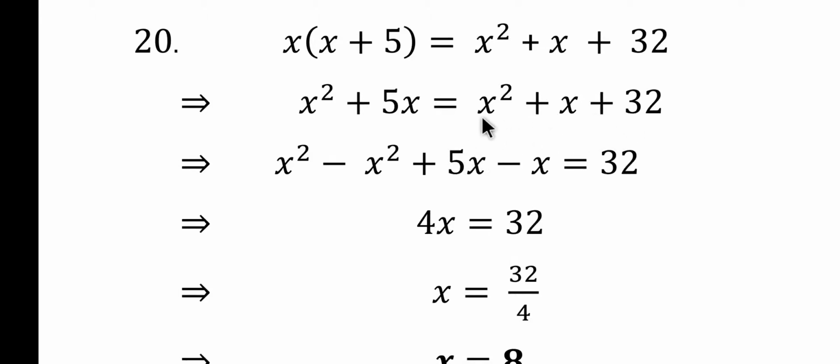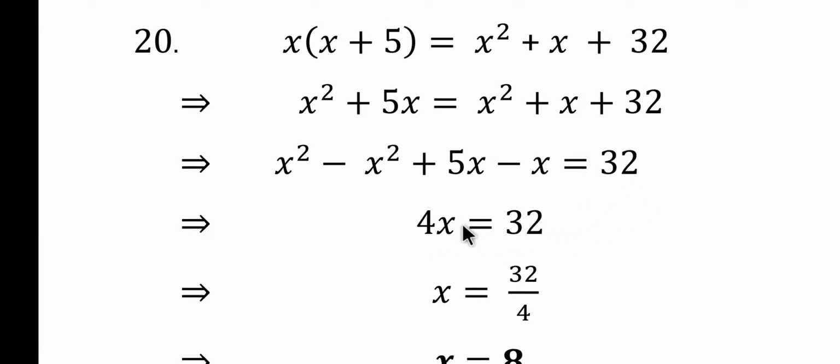Now in the next step, we'll bring this x terms towards left hand side. So x squared minus x squared, we are writing the like terms together as well, plus 5x and minus x is equal to 32. Now x squared and minus x squared get cancelled because of the same terms with different signs. Plus 5x and minus x, different signs we subtract. 5x minus x is 4x, which is equal to 32.